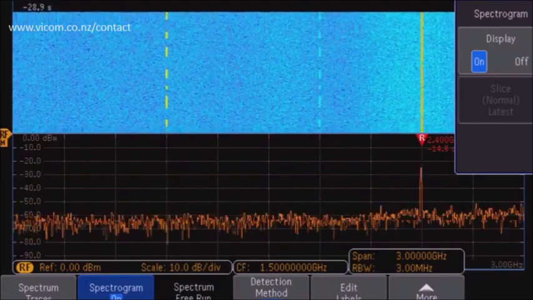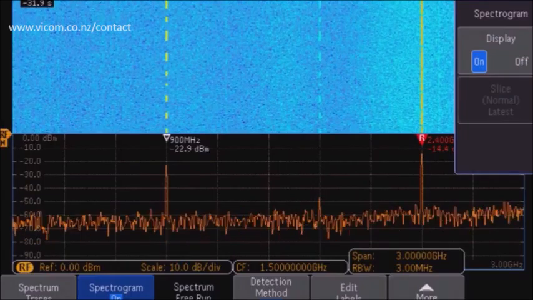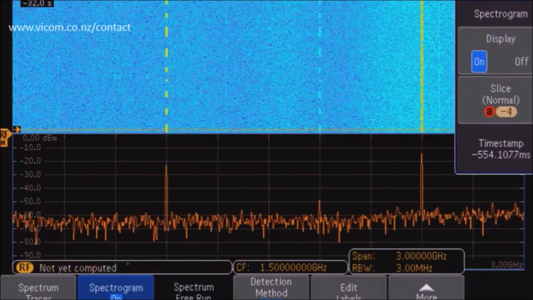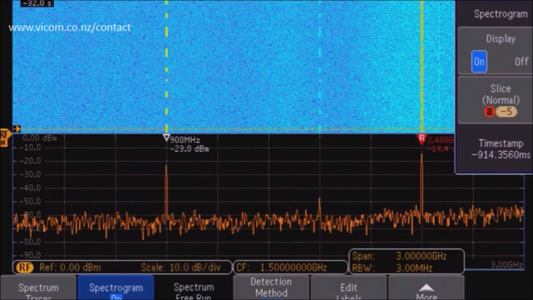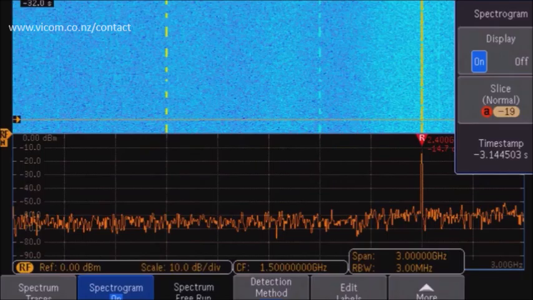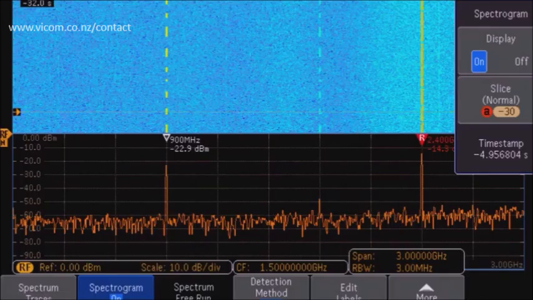signal is bursty. Once you stop acquisitions, you can actually navigate back through the spectrogram to view individual spectrum slices. For example, here's an acquisition where both signals were present. Here's another acquisition where the 900 MHz radio wasn't broadcasting. Views like these are simply not possible with traditional spectrum analyzers.